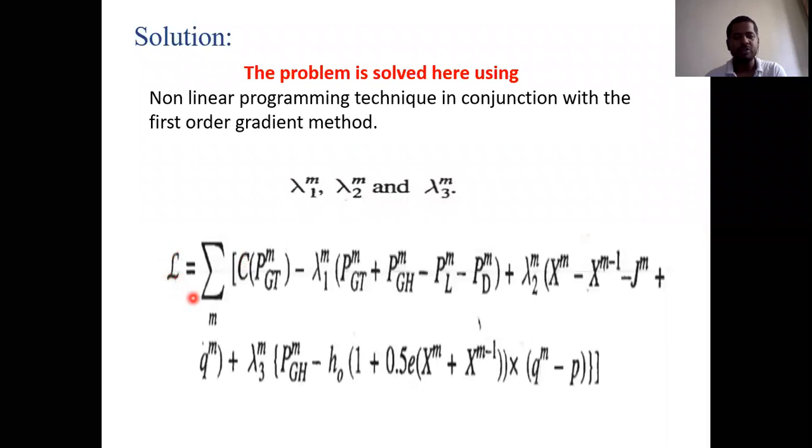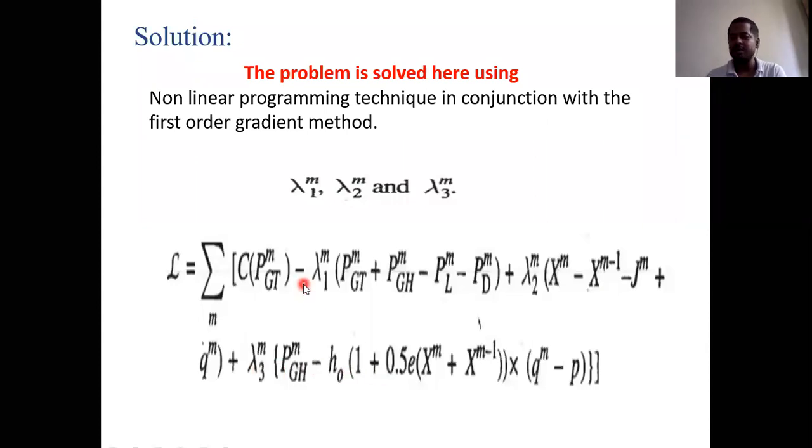This augmented function you can write as sigma of the objective function. What is our objective function? To minimize the fuel cost of the thermal power plant. So we can write C of PGTM. This is nothing but the objective function. And lambda 1 m into one constraint, this is the power balance constraint. And lambda 2 into one more constraint, the water availability constraint. And lambda 3 into one more constraint, which is the hydropower generation constraint. So simply we can write the objective function plus lambda 1 into one constraint plus lambda 2 into one more constraint plus lambda 3 into one more constraint.